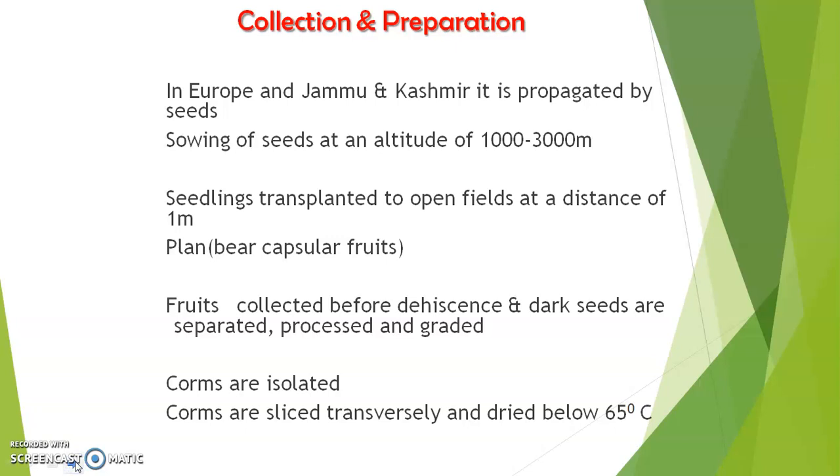Sowing of seed at the altitude of 1000 to 3000 meter. Seedlings are transplanted to open field at distance of 1 meter. Plant bears capsule fruit. These fruits are collected before dehiscence and dark seeds are separated, processed and graded. Corms are harvested. Then these corms are sliced transversely and dried below 65 degrees Celsius.